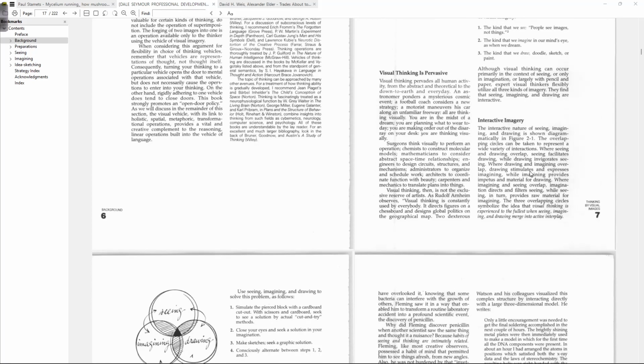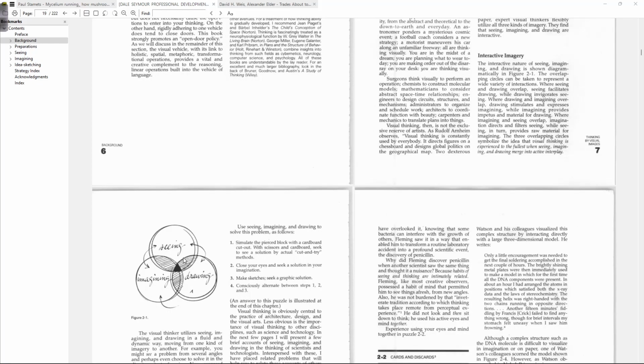Interactive imagery. The interactive nature of seeing, imagining, and drawing is shown dramatically in figure 2.1. Seeing, imagining, drawing. The overlapping circles can be taken to represent a wide variety of interactions. Where seeing and drawing overlap, seeing facilitates drawing, while drawing invigorates seeing.